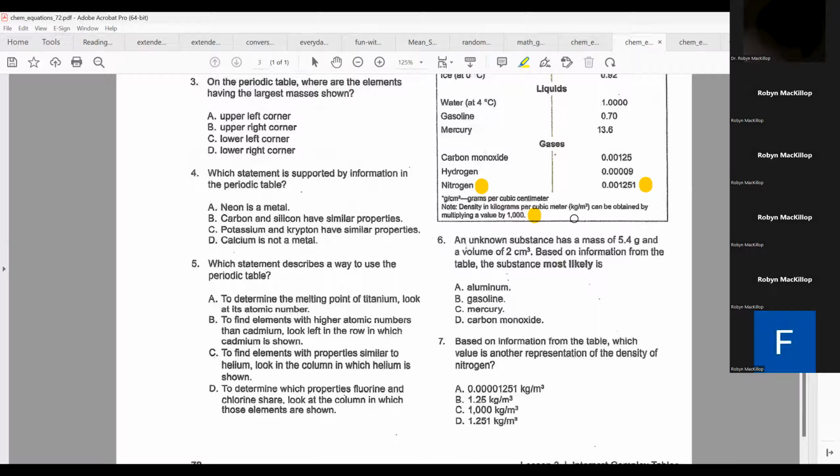The A one. Multiply by 1,000. Yeah, the A one is correct. The answer will be D. It will be D. Excellent.